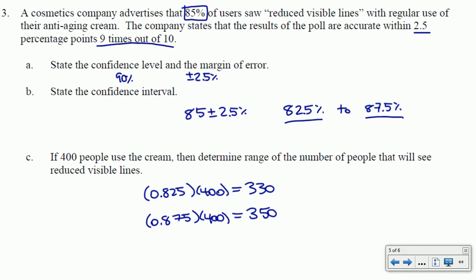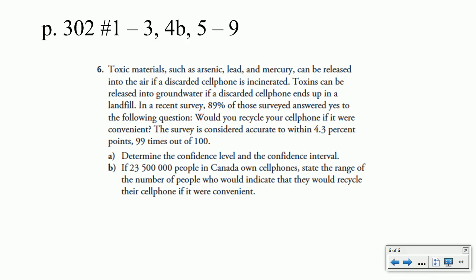So you can try these textbook questions out now. I'll need to see number 6 from you.